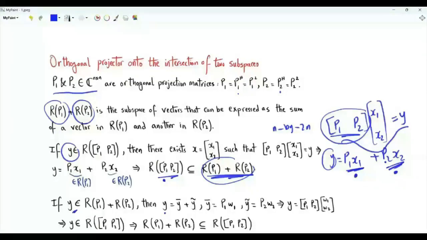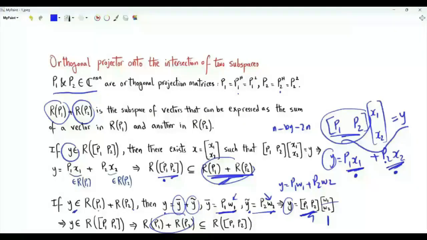Now consider vector y in this subspace. Y is y bar plus y tilde. Y bar is in the range of P1, y tilde is in the range of P2. Y bar is P1 times vector W1. Y tilde is P2 times vector W2. We can write this because y bar and y tilde are respectively in the ranges of P1 and P2. So y is P1 W1 plus P2 W2. We can write y as the product of this fat matrix and the 2n-dimensional vector constructed using W1 and W2. Y is in the range of this matrix.